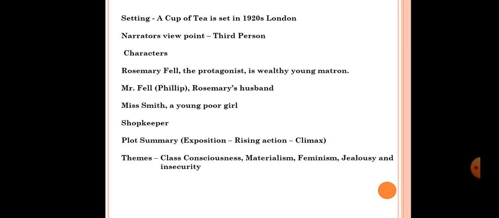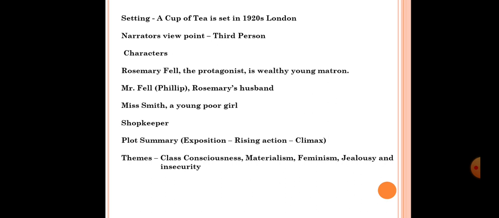So this is the plot of the story, which revolves round a simple item, a cup of tea. The exposition of the action, the rising or development of the action, and the climax. So this is the summary, or we can say the plot of the story.